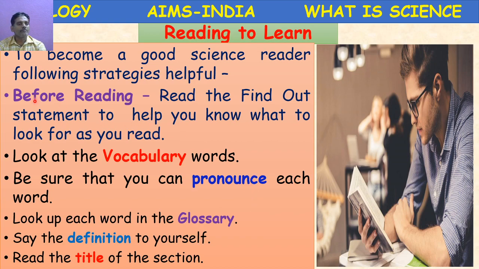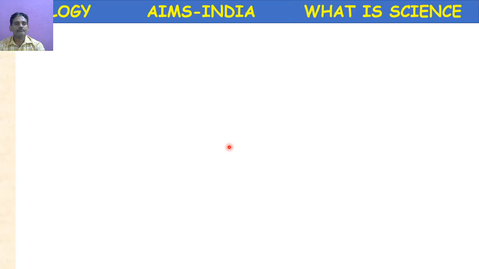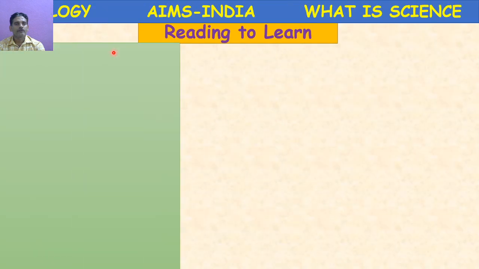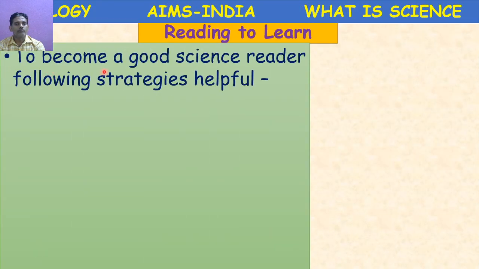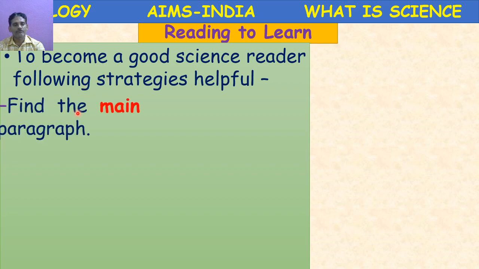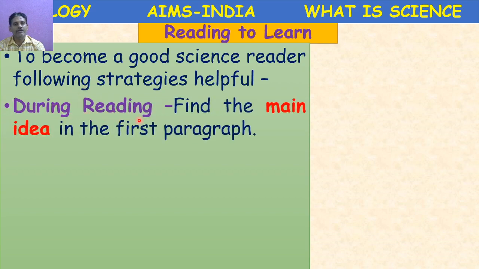Now, before reading, these are the things you have to remember. Then, during reading, at the time of reading, to become a good science reader, you have to follow these strategies. During reading, find the main idea in the first paragraph.